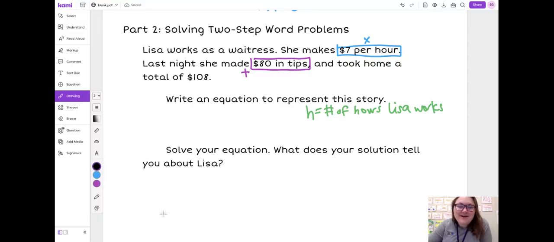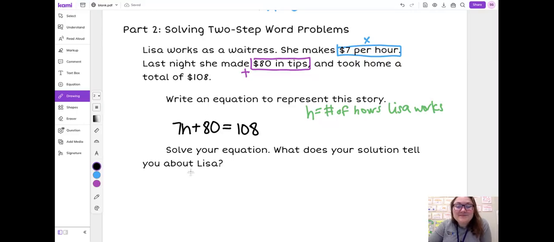When we go to write our equation here, we still have the 7h from before. She makes $7 per hour, but then she's also making $80 in tips to equal that total $108. This is a two-step equation because there's two things happening. We're multiplying the $7 per hour and also adding in the $80 in tips.